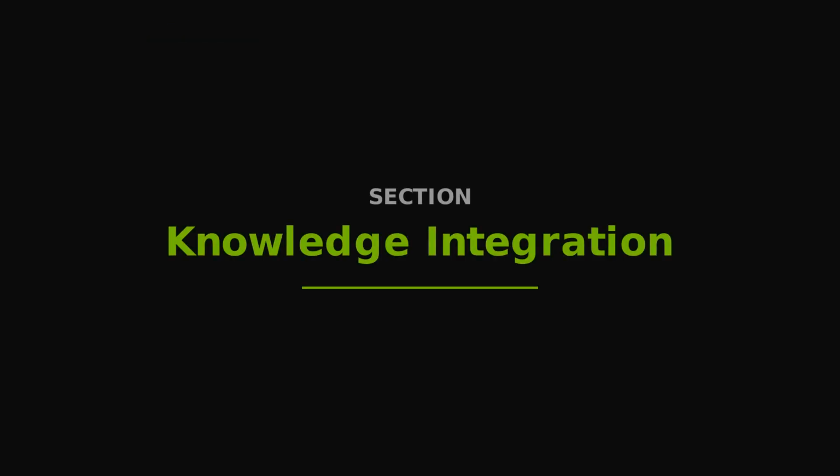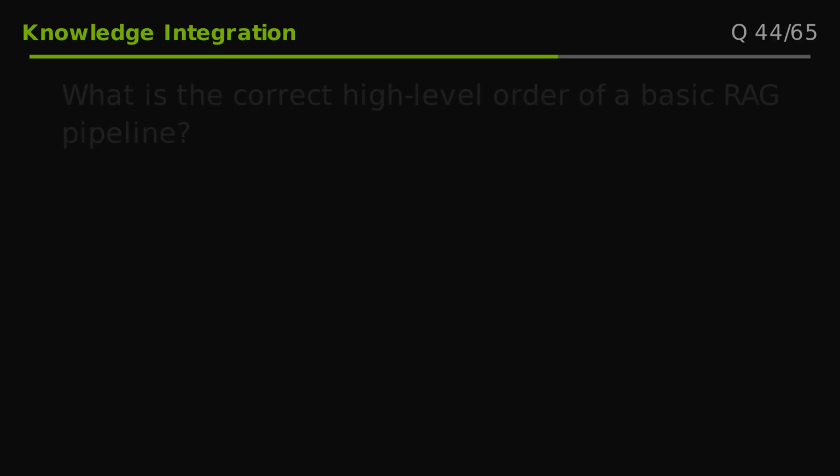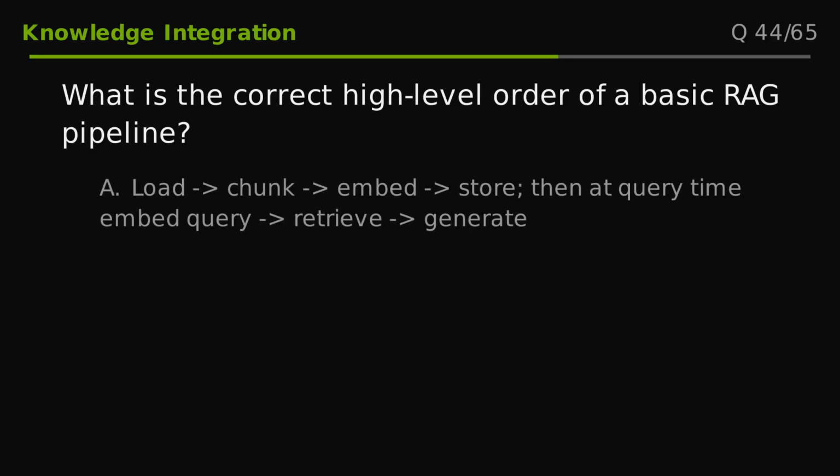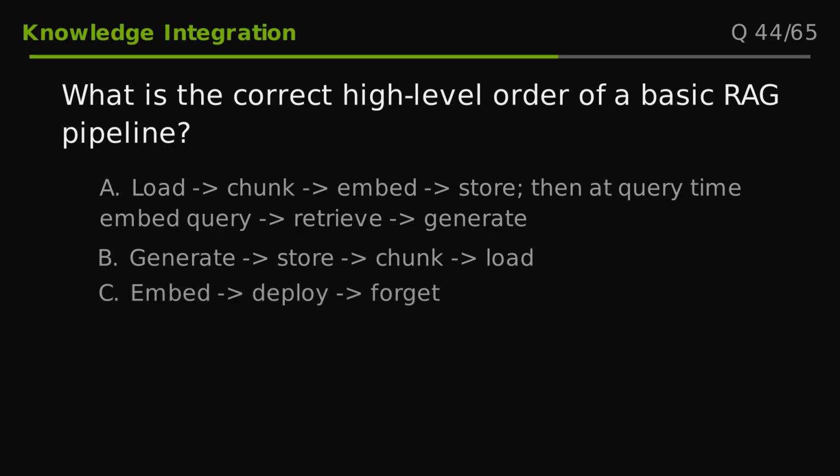The next section: knowledge integration. Question 44. What is the correct high-level order of a basic RAG pipeline? Option A, load, then chunk, then embed, then store, then at query time embed query, then retrieve, then generate. Option B, generate, then store, then chunk, then load. Option C, embed, then deploy, then forget. Option D, train, then quantize, then serve only.